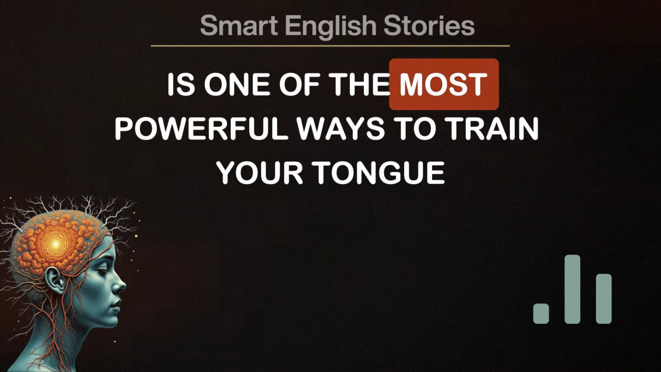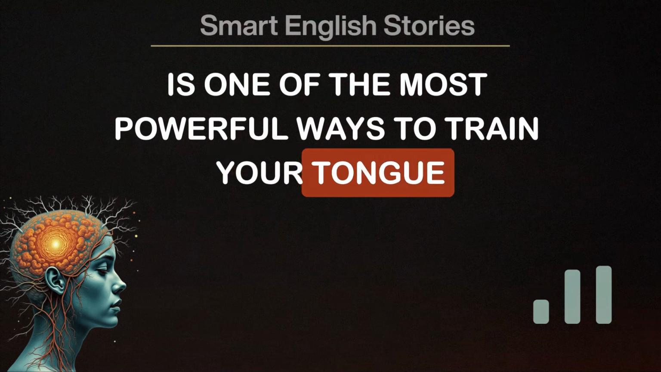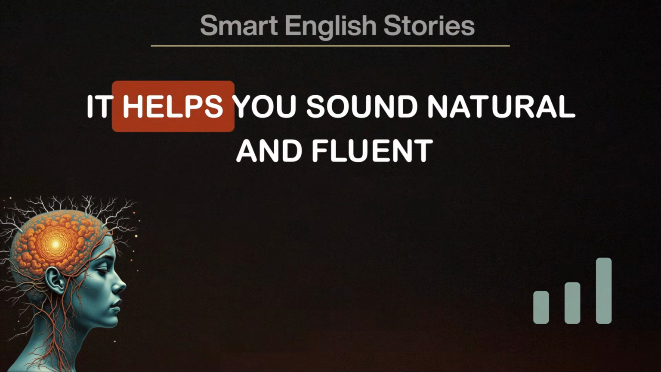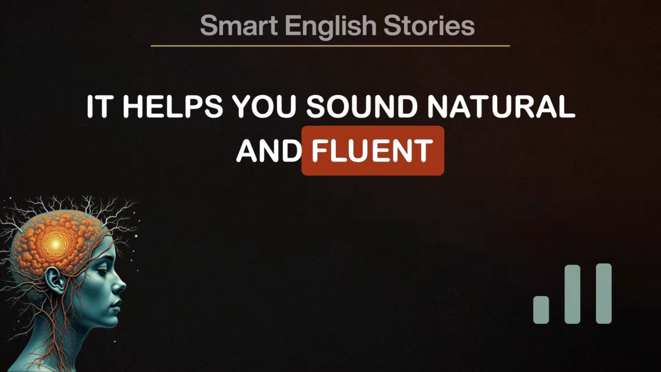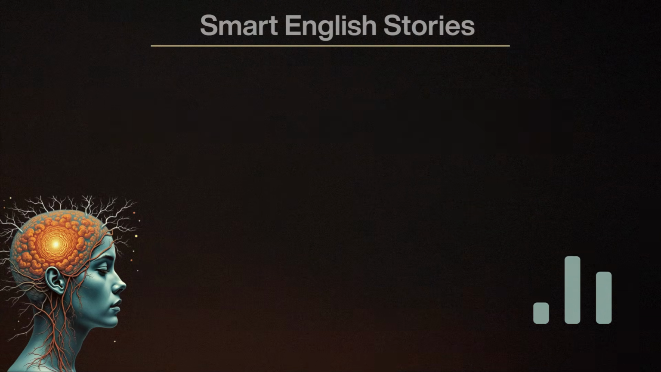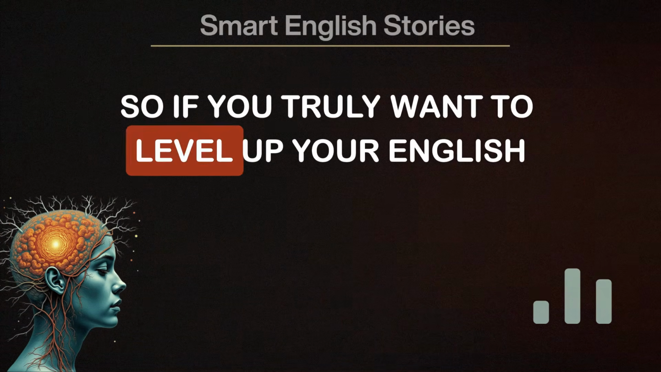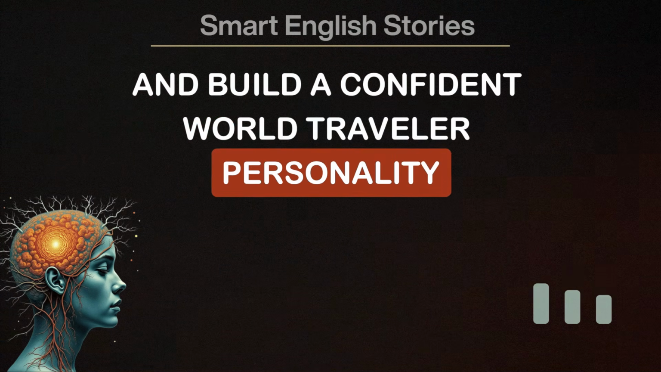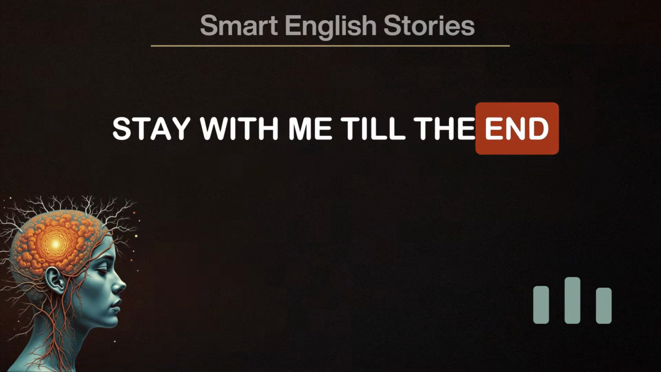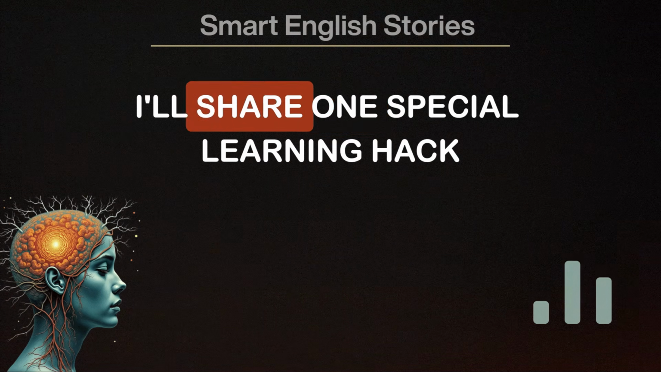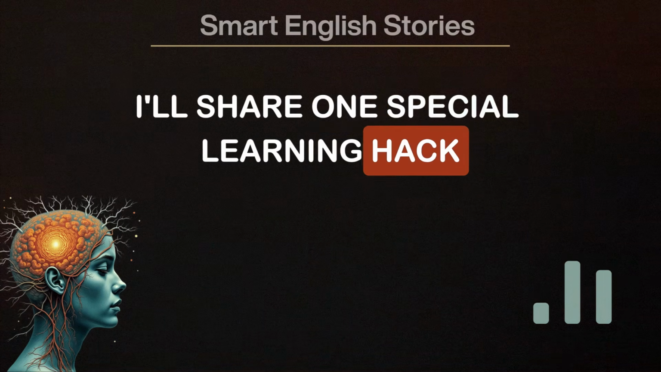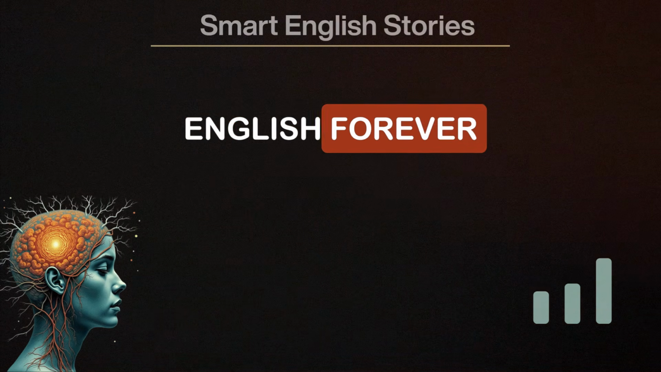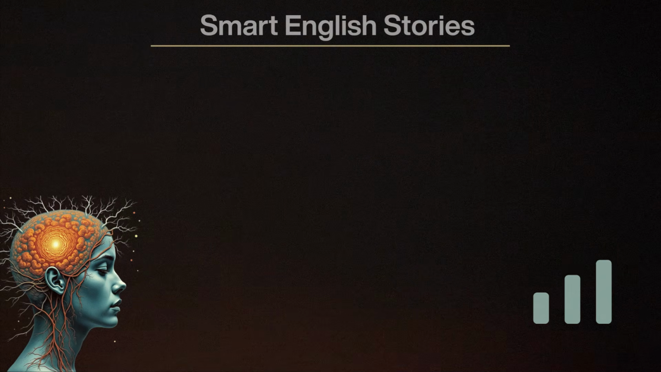Shadowing is one of the most powerful ways to train your tongue, your ears, and your confidence in English. It helps you sound natural and fluent, just like native speakers. So if you truly want to level up your English and build a confident, world traveler personality, stay with me till the end, because at the end I'll share one special learning hack that will completely change the way you practice English forever. Let's begin.